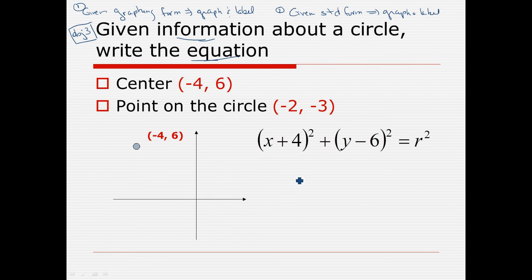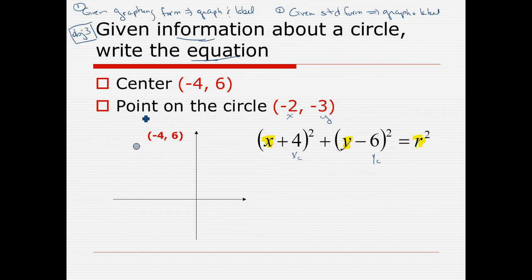So notice from my center, I was able to fill in x minus -4, the x coordinate of the center, y minus 6, the y coordinate of the center. But I don't have an x, a y, or an r. How can I do this? You have 3 unknowns and you need r. Well, what's true though? You have an x and you have a y. How about plugging it in and figuring out what r is?